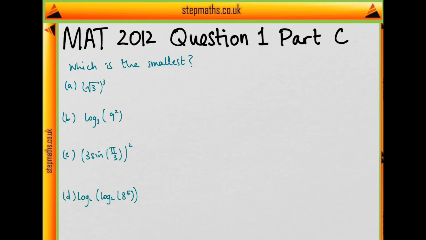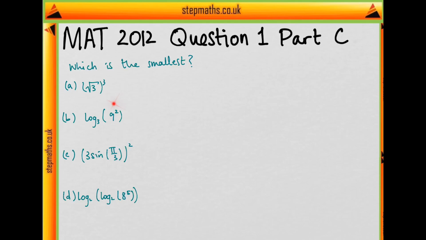Hello, so in this video I'm going to go through part C of question 1 on the 2012 math paper. And so this question asks, which of these numbers is the smallest? So if we want to compare these numbers, then it's probably going to be good to try and simplify them all as much as we can, right? So, okay, let's look at this one first.